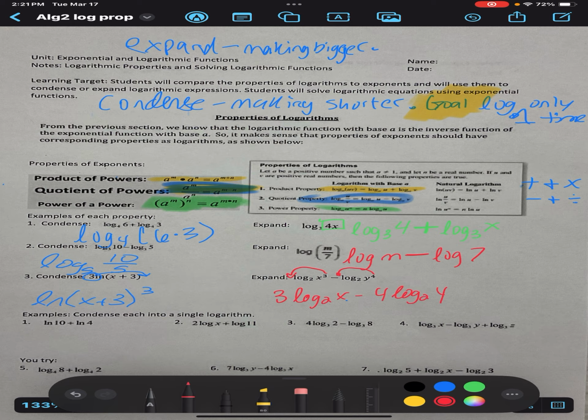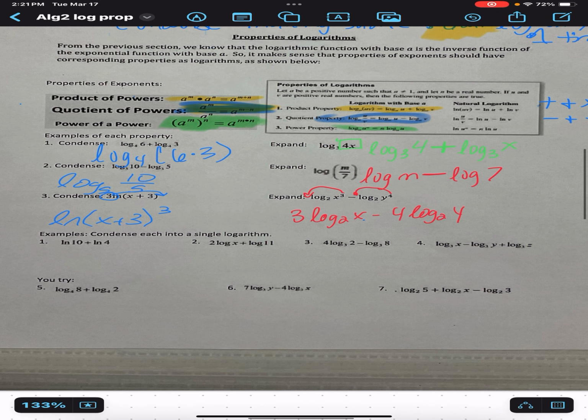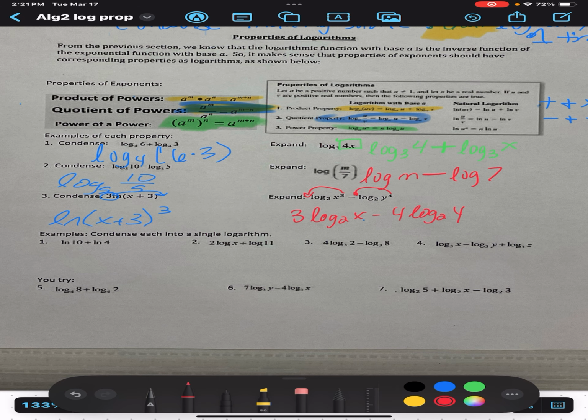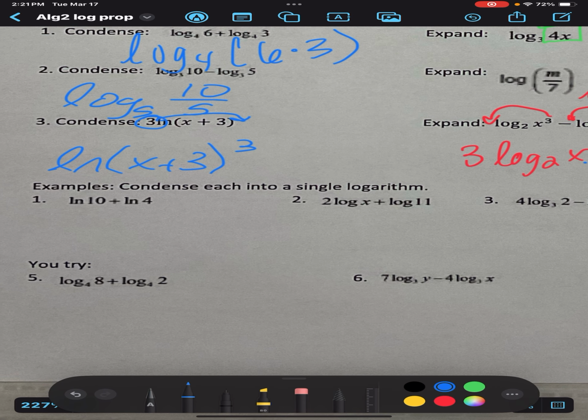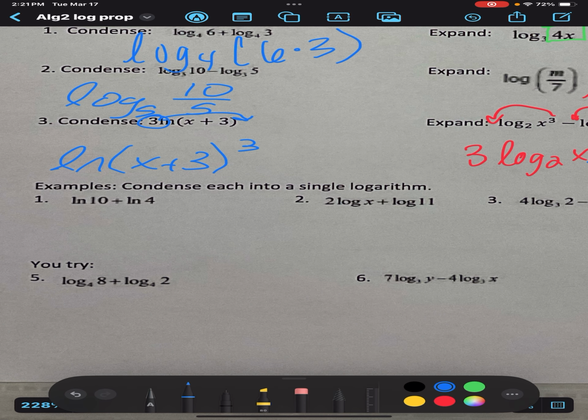I highly suggest that you pause the video and try some of these on your own and then unpause it to see the answers. But I'm going to keep going and putting answers for you. Ooh, I can zoom in. Hopefully you can have seen everything so far.